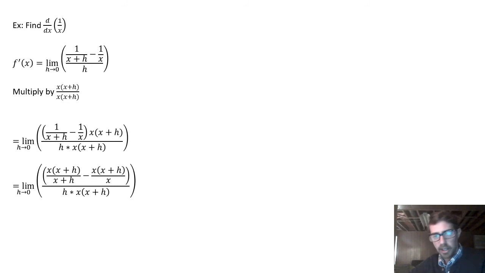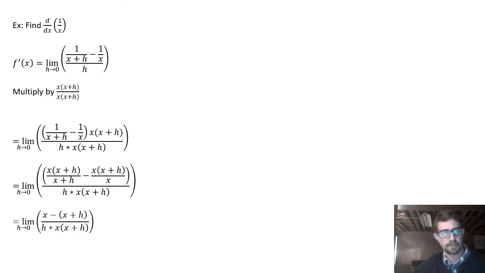Okay, so that's what that looks like, right? The first fraction in the numerator simplifies, the second fraction in the numerator simplifies. We have x minus x plus h. The parentheses are important there. Leave the denominator alone. Just distribute that negative sign. Something cancels out. Whenever something starts canceling out, you think, okay, I think I'm going in the right direction.